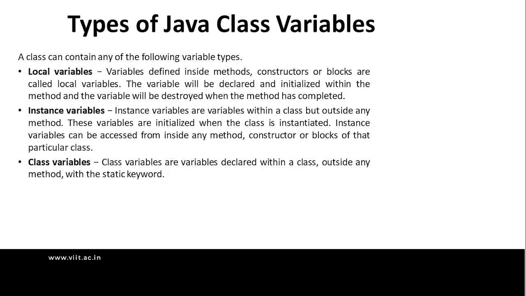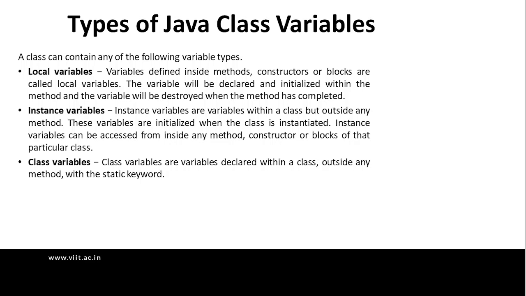Types of Java class variables. A class can contain any of the following variable types. There are three types of variables: local variable, instance variable, and class variable. Local variables are variables defined inside a method, constructors or blocks. The variables will be declared and initialized within the method, and the variable will be destroyed when the method has completed.